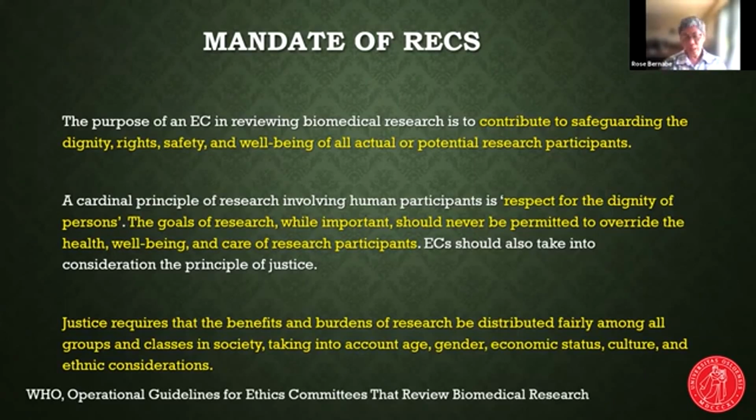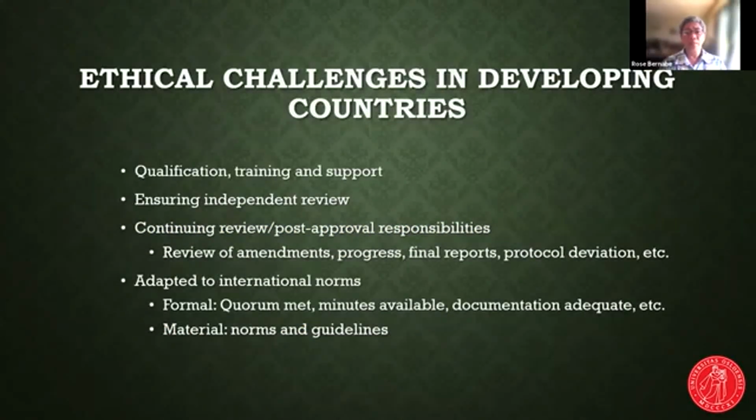With that in mind, we can look into what the ethical challenges are in developing countries. But I would be quick to say that these ethical challenges are not only challenges in low and middle income countries. These ethical challenges are also routinely encountered in high income countries for many reasons. Number one of which would be lack of resources and lack of time. So let's just go through them very quickly.